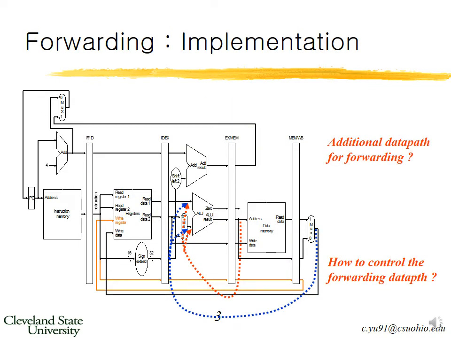The data forwarding can happen between the write back stage and the execution stage, or the memory stage and the execution stage. For example, the instruction in the write back stage is producing a newer value of register 11, and register 11 is one of the source registers in the instruction in the execution stage. Then you have to get the feedback from the write back stage to the execution stage. Similarly, there must be a feedback path from the memory stage to the execution stage in order to avoid the pipeline stall or delay.